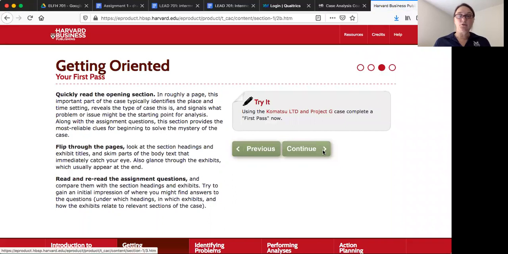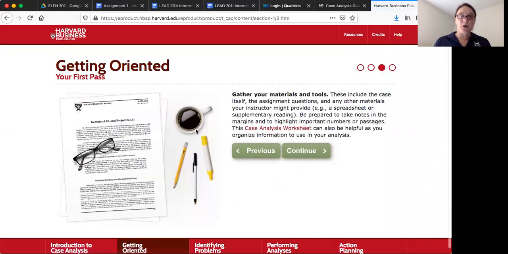So that's saying have your tools ready. Here you can see there's actually a cup of coffee, so if you need to have your coffee. You can also use this case analysis worksheet. Let's see if it opens. My computer's giving me a little trouble today.